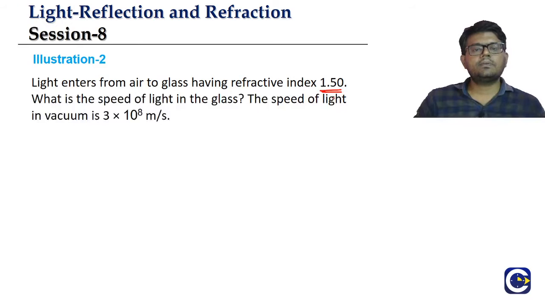Light enters from air to glass. Glass, what is the refractive index? 1.5. What is the speed of light in the glass? So we need to find the speed of light in the glass. The speed of light in vacuum is given as 3 into 10 power 8 meters per second.